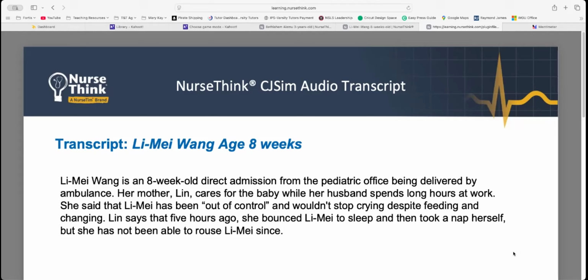What other risk factors does this family have for shaken baby syndrome, or red flags? Mom's by herself. Yep. So she's 8 weeks postpartum. She just recovered from a very extensive hospitalization. She's by herself. Dad works long hours. She has a very cranky baby. Baby is out of control, even though we've tried to meet those needs. So very high risk here for that shaken baby syndrome.